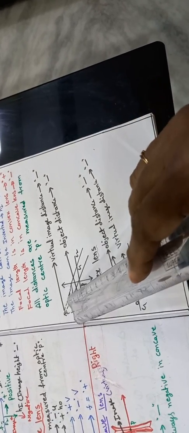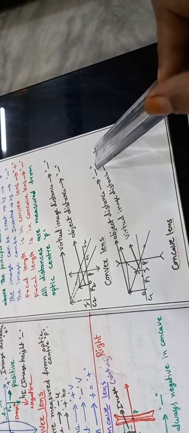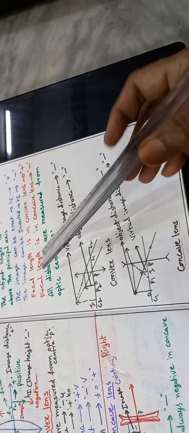So the virtual image distance is shown with a minus sign, and the object distance is also shown with a minus sign. In the concave lens also, object distance is shown with a minus sign, and the virtual image distance is also shown with a minus sign. So this is all about the sign convention of the lenses.